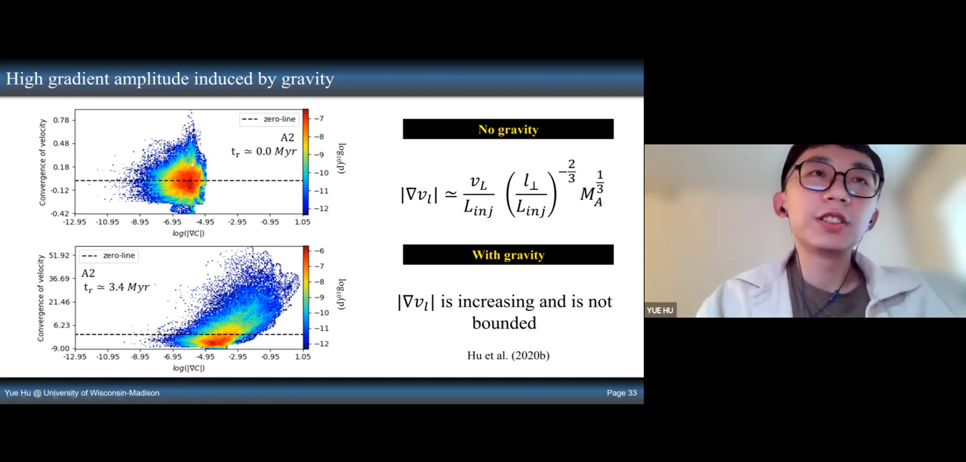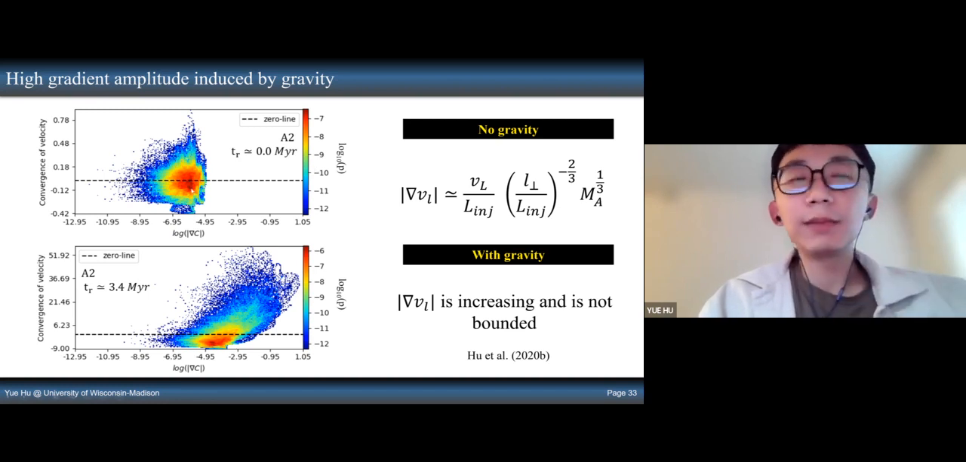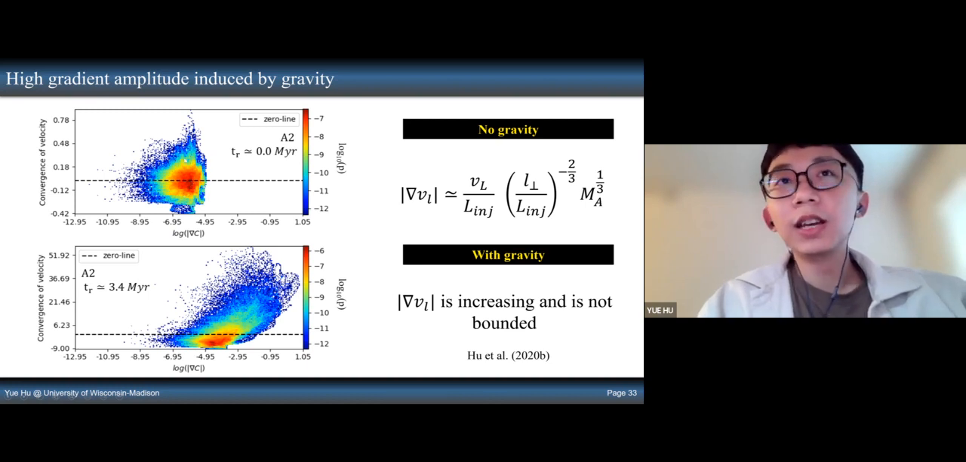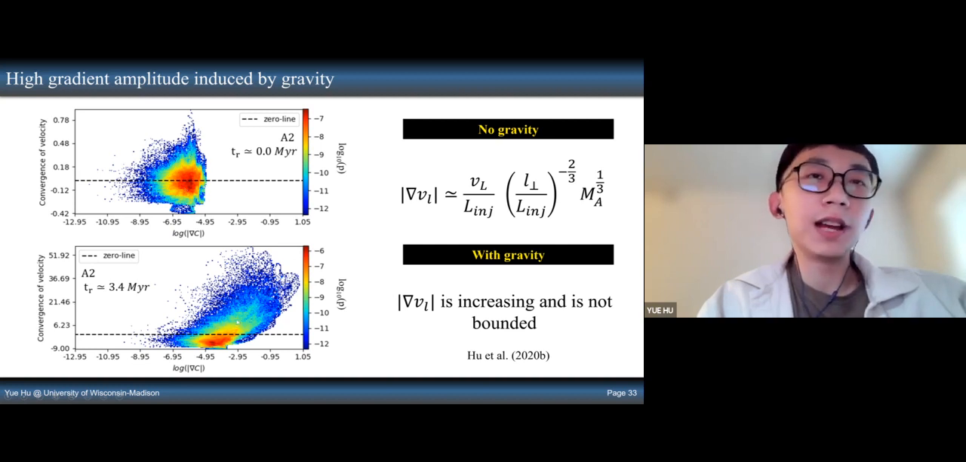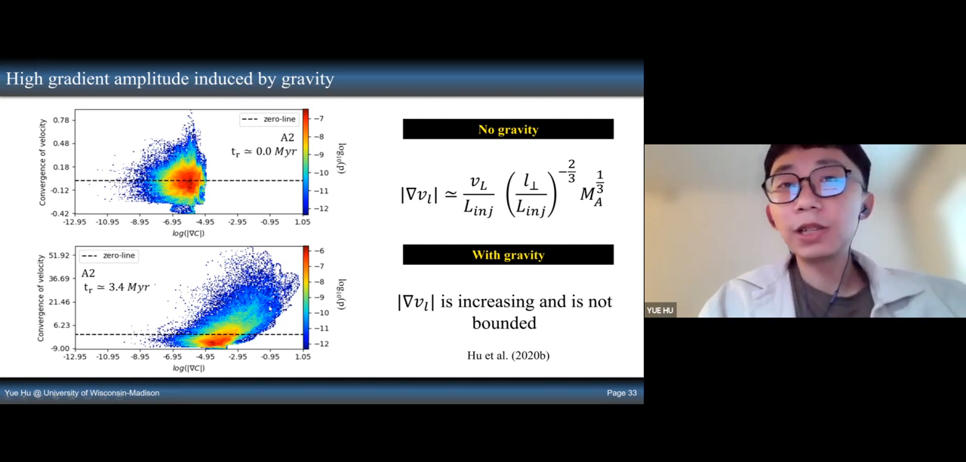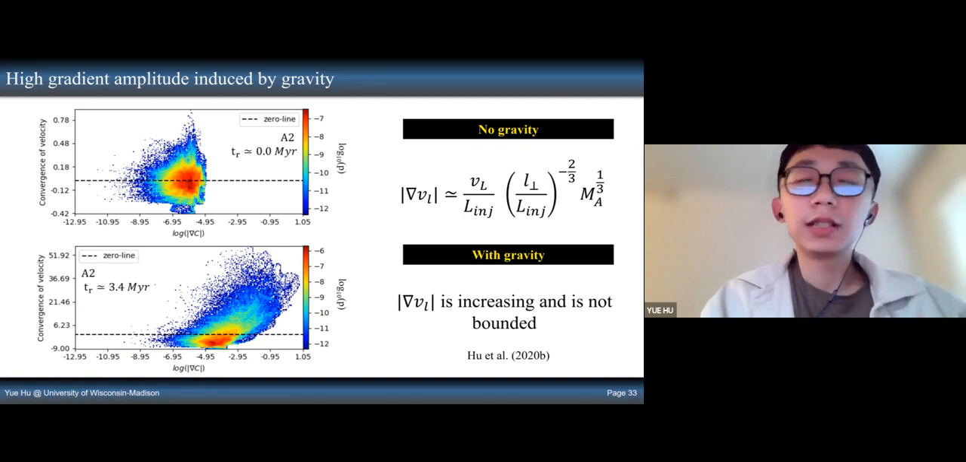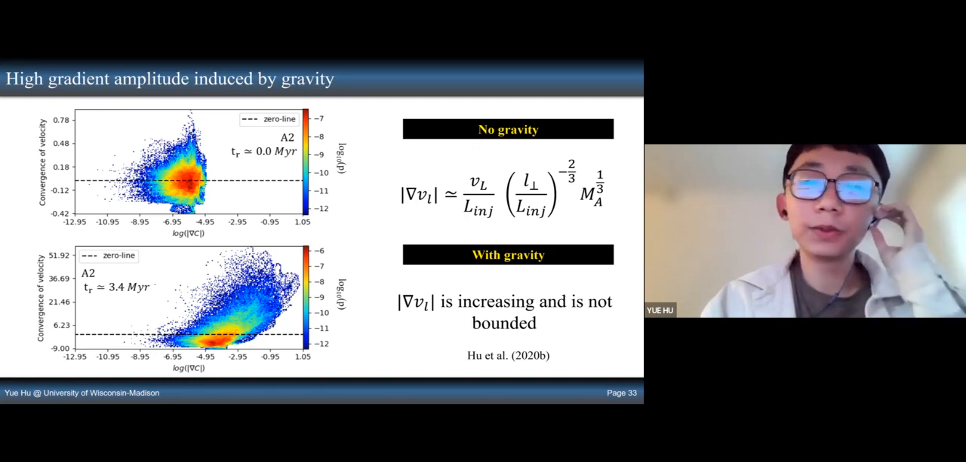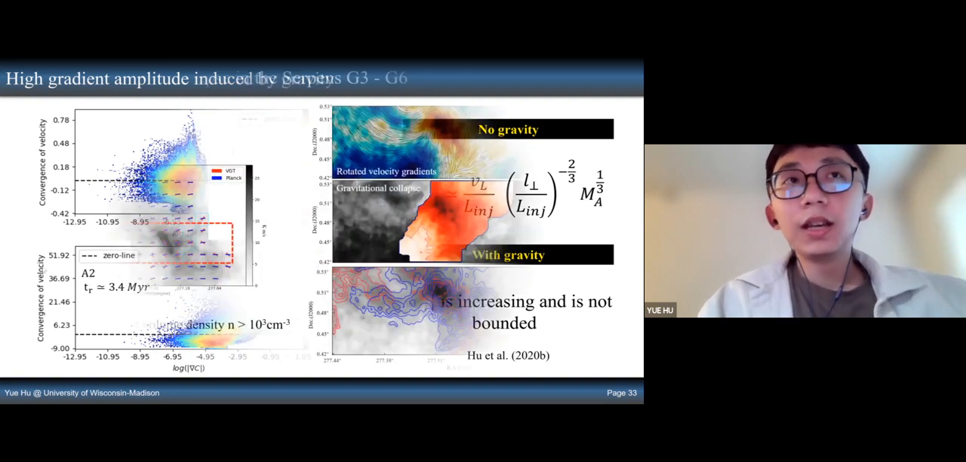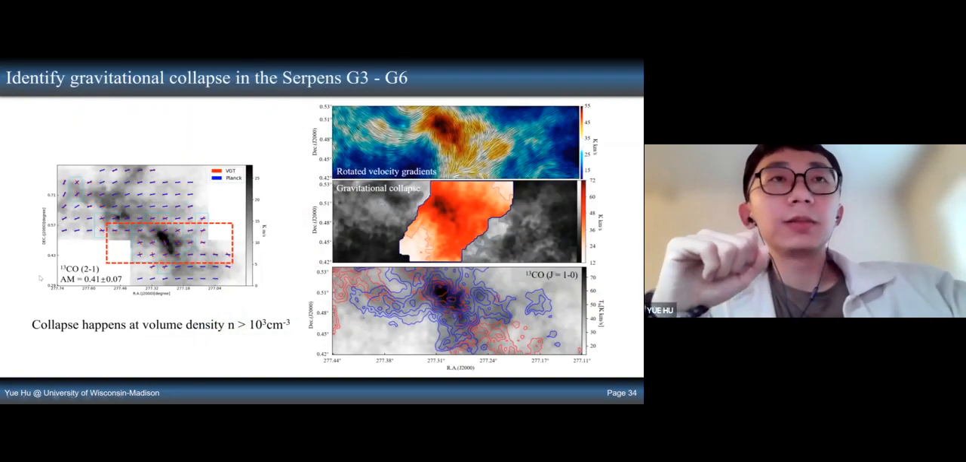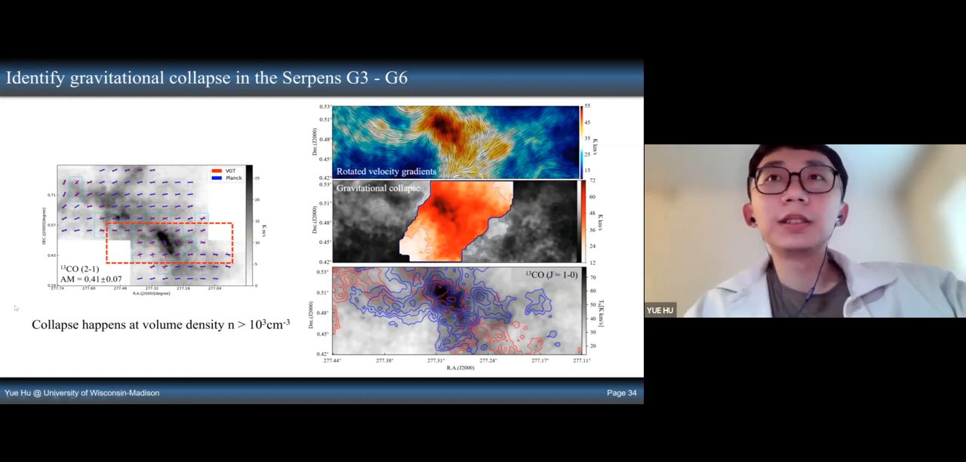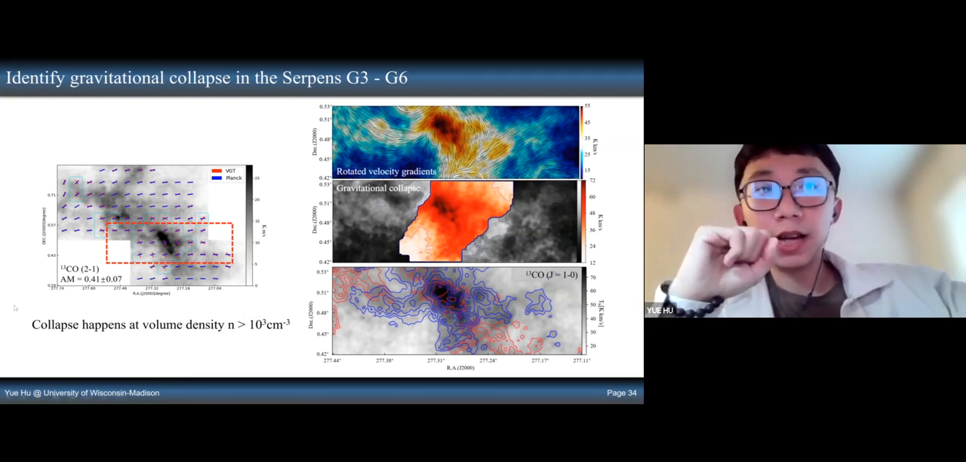Like our numerical simulation shows here, that's the amplitude for the velocity gradient. Without gravity, it's concentrated on certain areas, but gravity will drag the velocity gradient amplitude to higher values. So that's gravity's effect on velocity gradient. It will change the direction of velocity gradients by 90 degrees. It will increase the gradient's amplitude. And this change, as I mentioned, can be used in observation to identify which region is gravitationally collapsing.